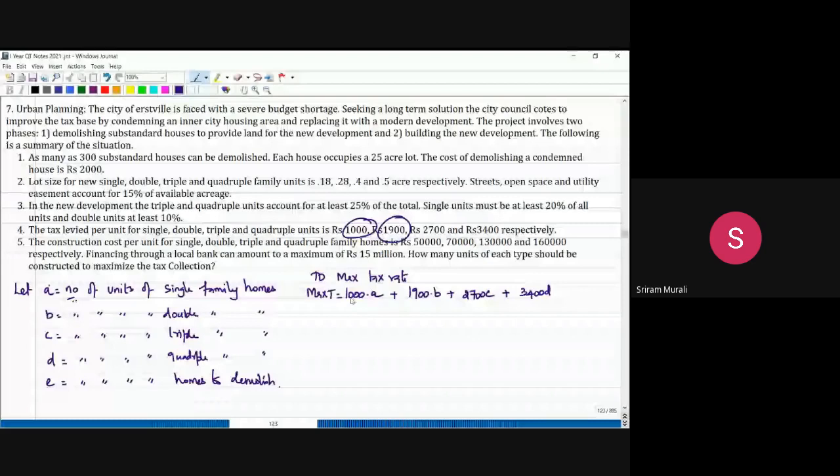Subject to the first constraint. What is the first constraint? Kindly apply your mind. Acre used for new home should be within what? Total available acre. Will I go beyond the available acre? This is the first constraint.